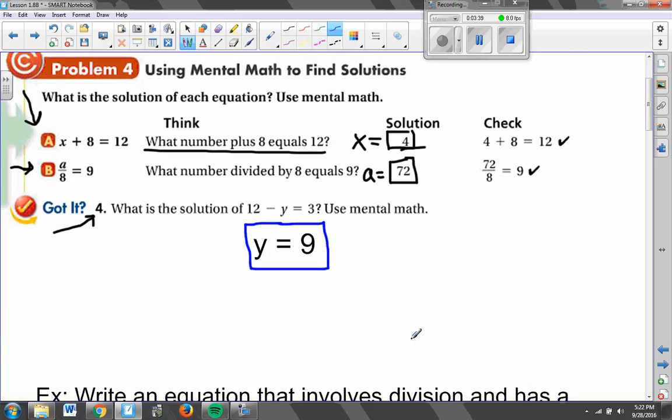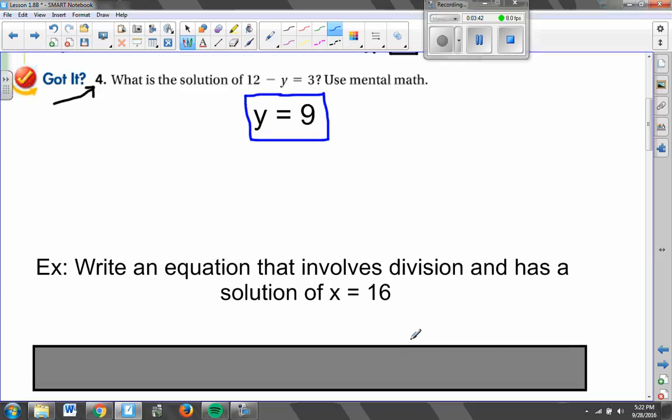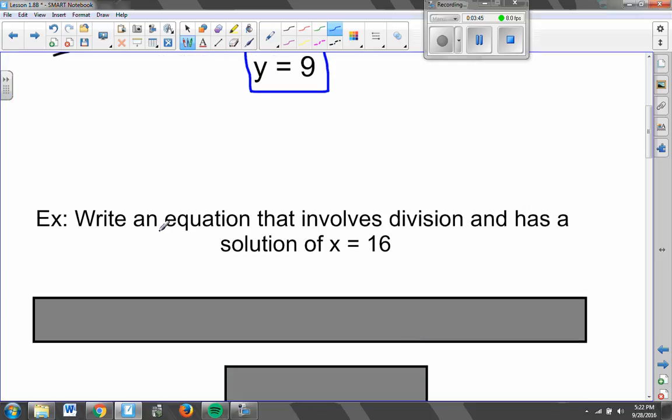The other thing that I might ask you to do in your practice problem set is a question like this, where I ask you to write an equation, meaning make one up yourself, that involves division and has a solution of 16, or maybe involves multiplication, addition, or subtraction, or, if I want to get really tricky, both division and subtraction, and has a solution of 16. Again, we just have to think in a very specific way, and it will lead us quickly to an equation that fits the criteria.